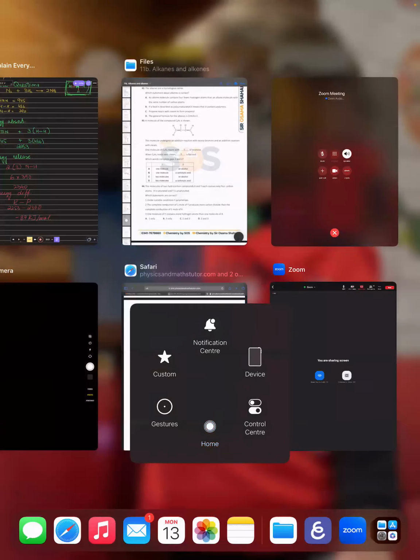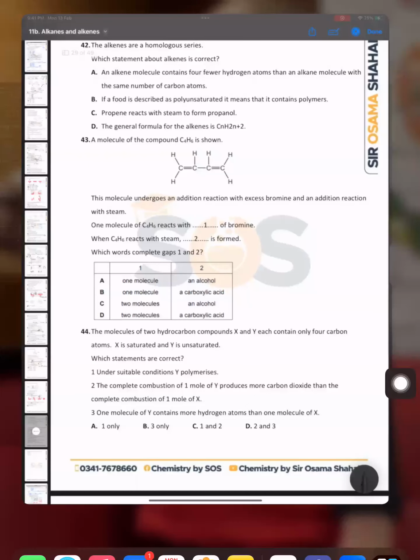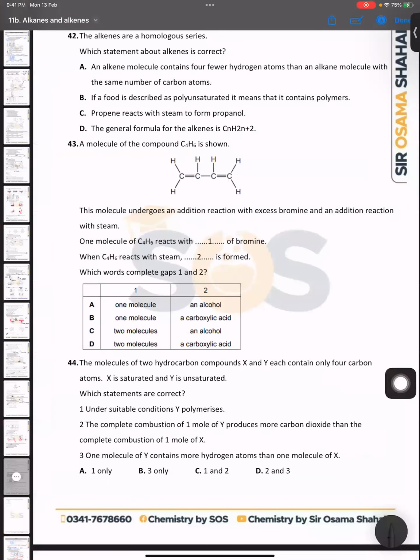Okay, so over here, if you see question number 42, it's saying that the alkanes are a homologous series, which statement about alkanes is correct. Alkene molecules contain 4 fewer hydrogen atoms than alkanes. That is not right. Definitely they have 2 fewer hydrogens, right? So this is not right. And if a food is described as polyunsaturated, it means that it contains polymers. No, polyunsaturated means more than 1 carbon-carbon double bond.